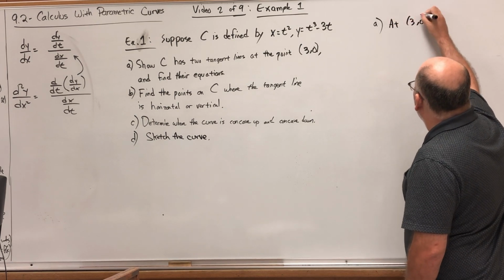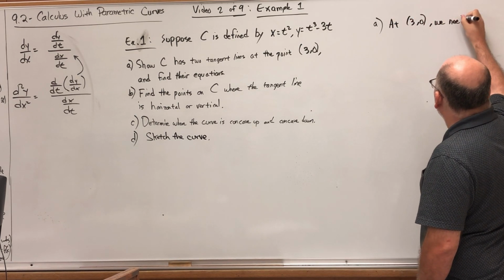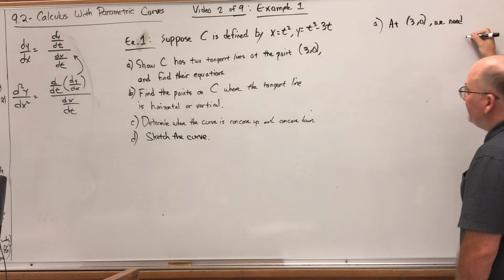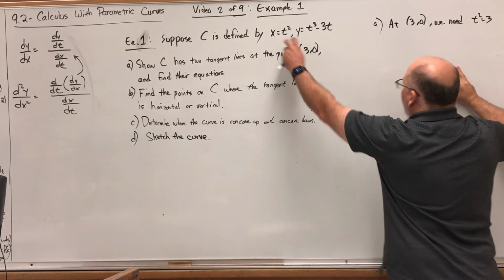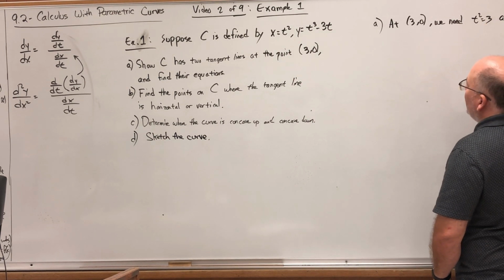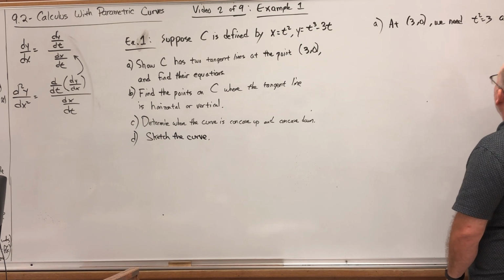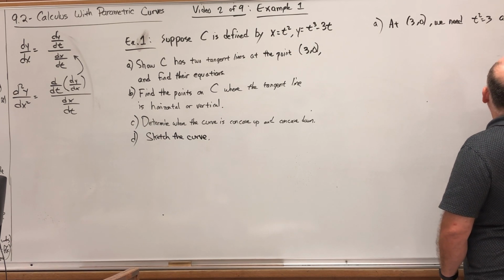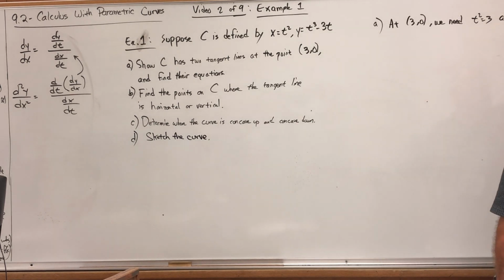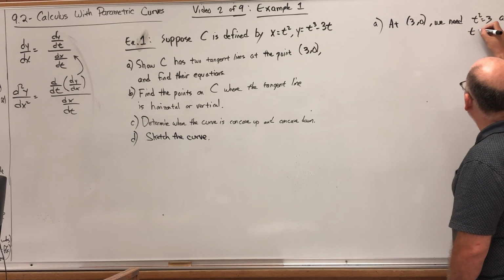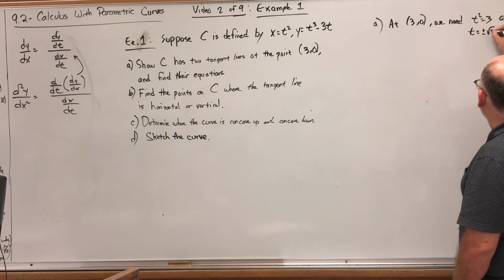So at (3, 0), we need the x to equal t squared. So we need t squared to equal 3, because that's the function for x. And we need the y to equal 0. t cubed minus 3t is equal to 0. Now we can solve both of these. This one's easy to solve. Just square root both sides. We get t equals plus or minus the square root of 3.